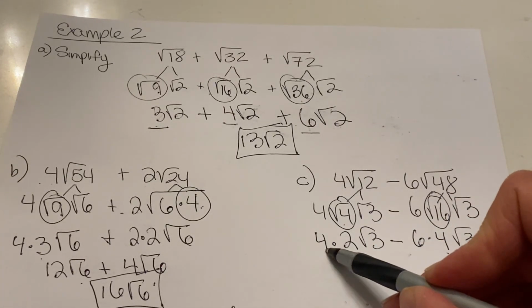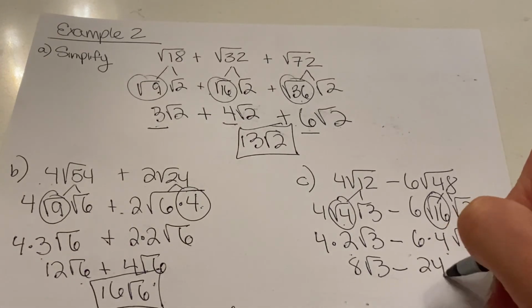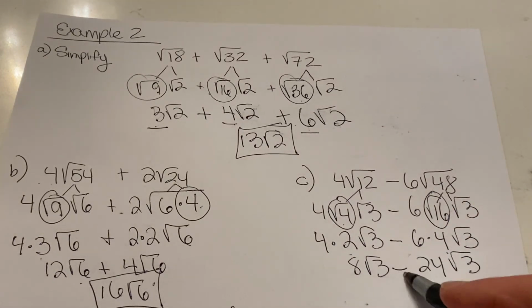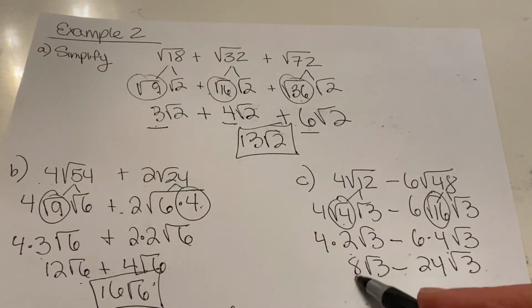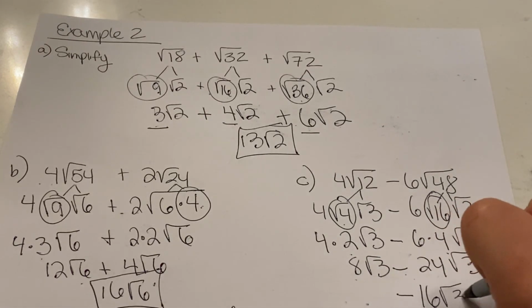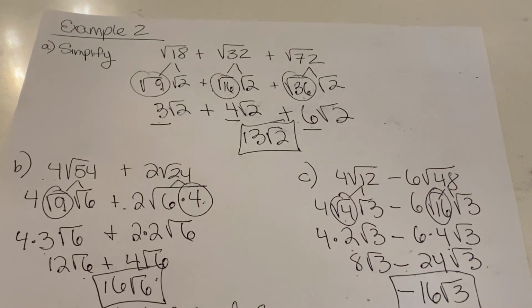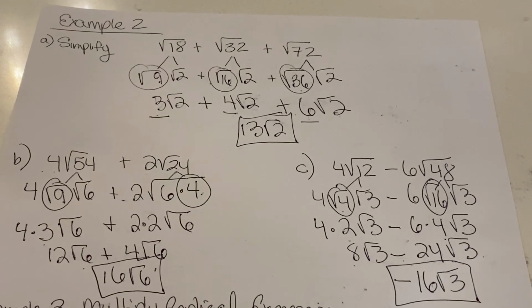Now I'm going to multiply 4 times 2 is 8 radical 3 minus 24 radical 3. They both have the same radicand. So 8 minus 24 gives me a negative 16 radical 3. Okay? So that is adding and subtracting radicals.